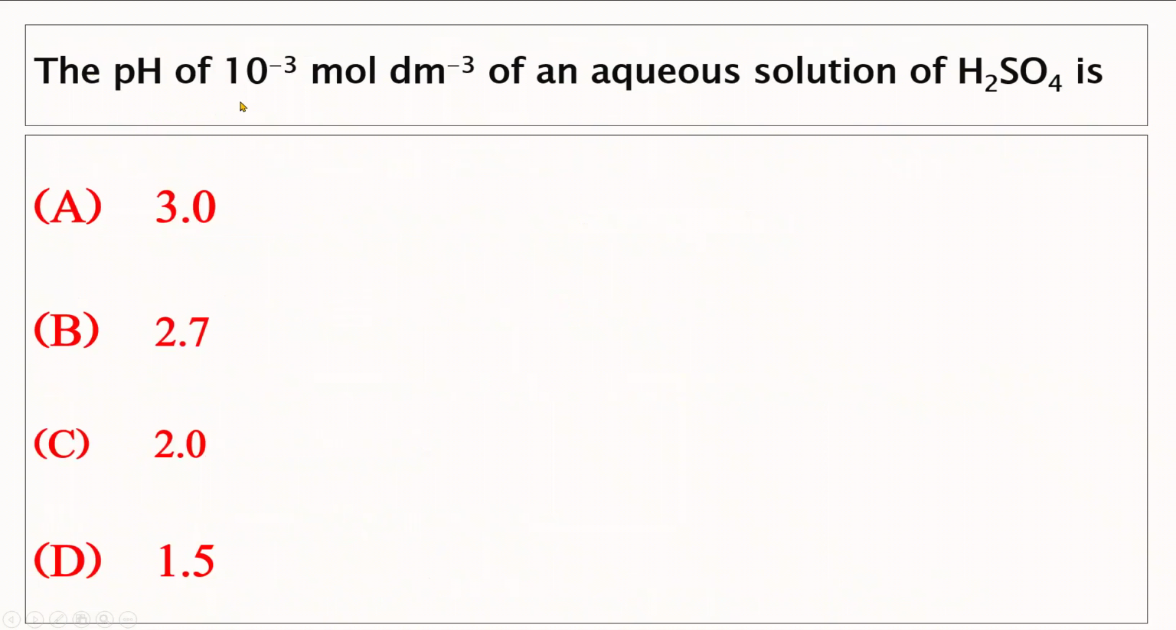The pH of 10^-3 mole per cubic decimeter of an aqueous solution of sulfuric acid is 3, 2.7, 2.0, 1.5. Correct option is 2.7.